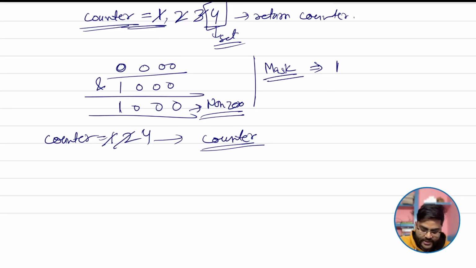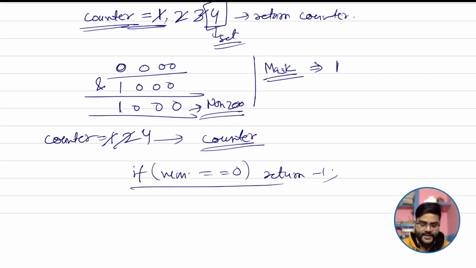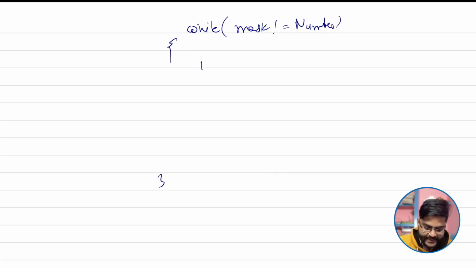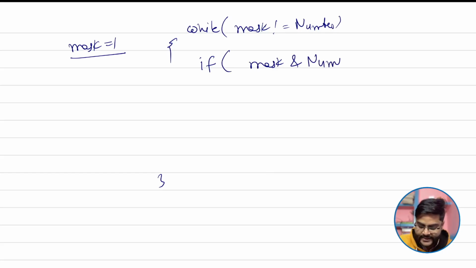So for that, I can put a check. If your number is 0, then you can return -1 or whatever. Otherwise, there will definitely be a 1 somewhere, right? So I will take a while loop, while my mask does not equal the number. Initially my mask is 1, and I will check if mask bitwise AND number is non-zero.